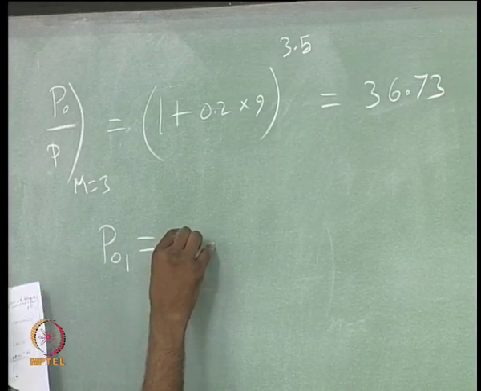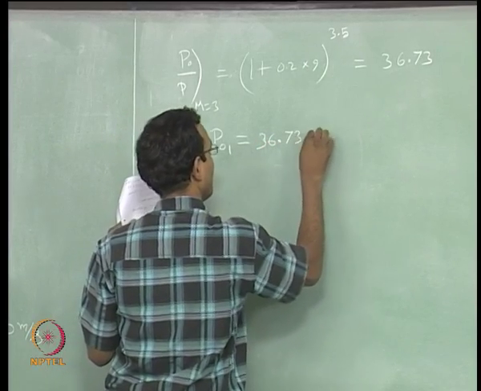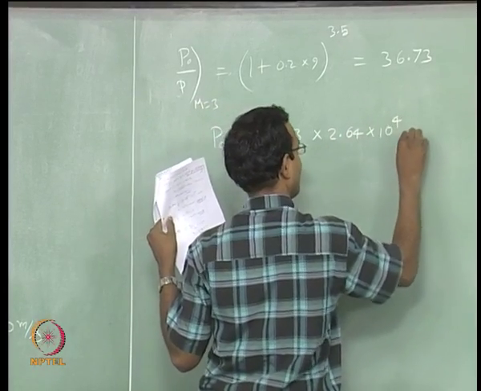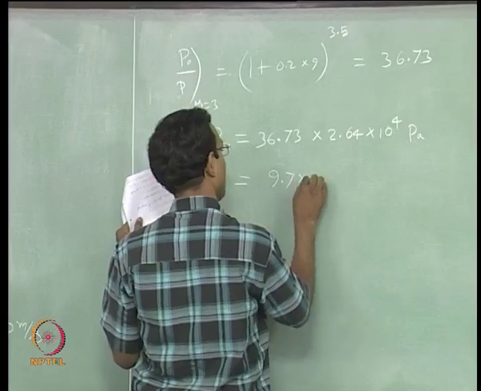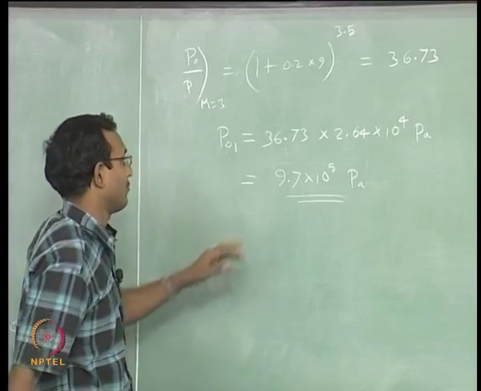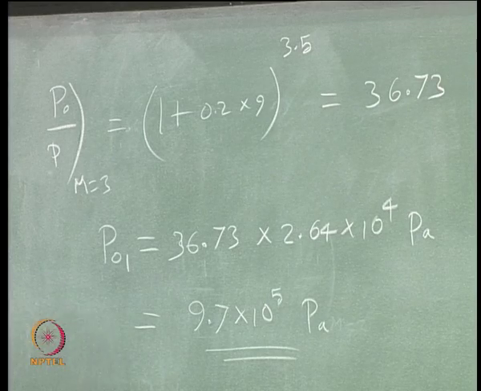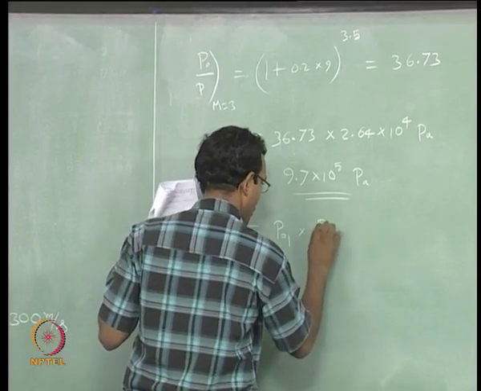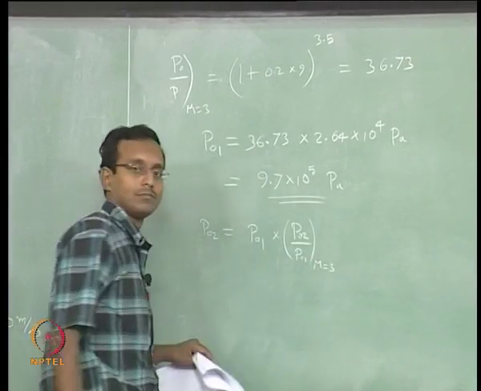So, I have to find P0, which is 36.73 multiplied by the given P1. P01 is equal to 36.73 multiplied by 2.64 into 10 power 4 Pascals, which is 9.7 into 10 power 5 Pascals. It is roughly 9.7 atmospheres. That is what you are getting. This is P01. So, P02 is equal to P01 into P02 by P01 for M equal to 3 from normal shock tables.